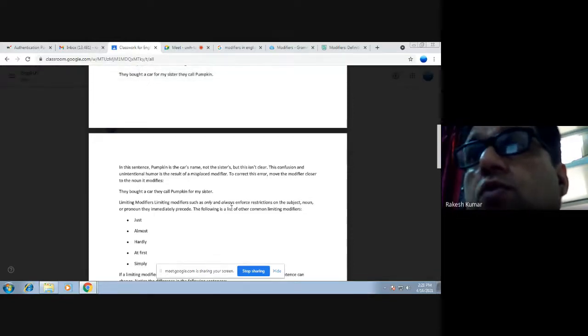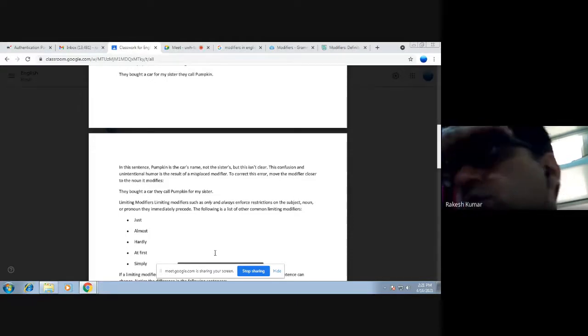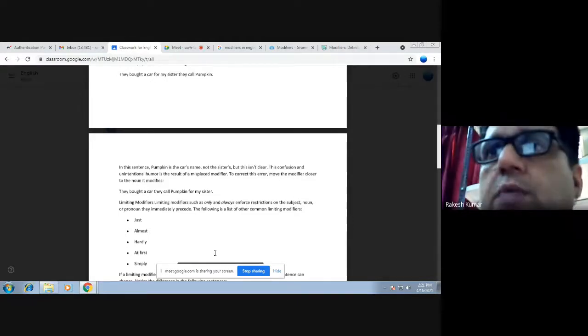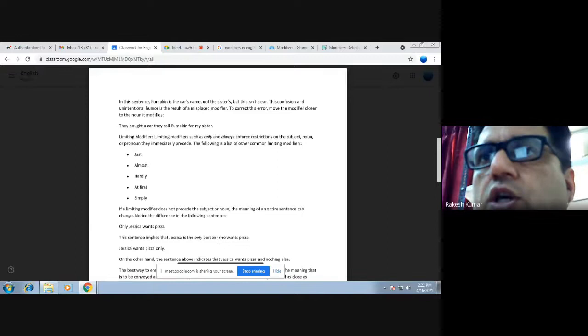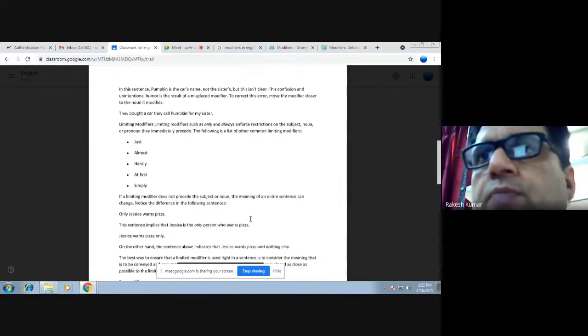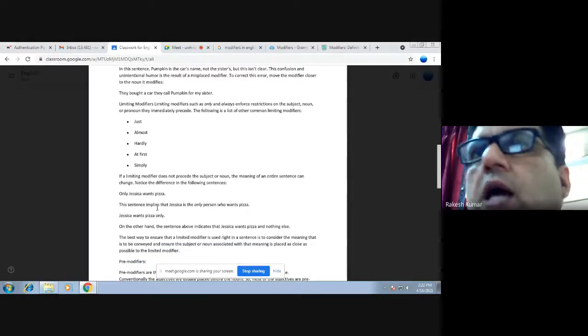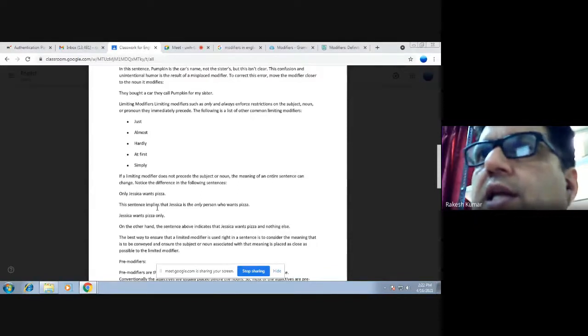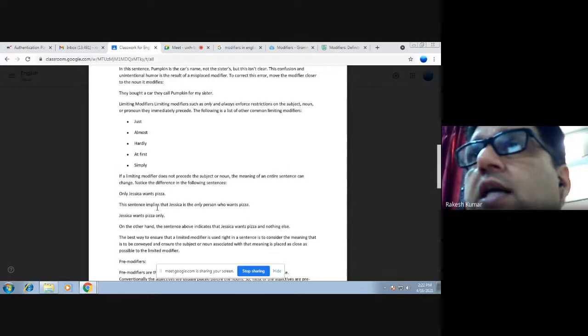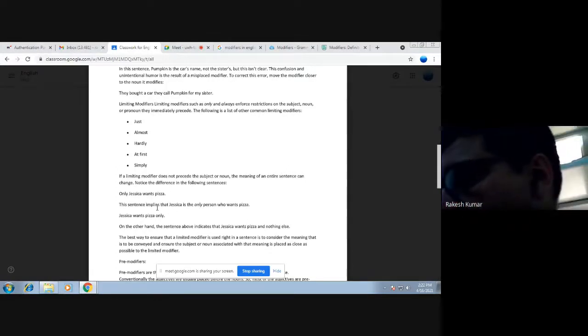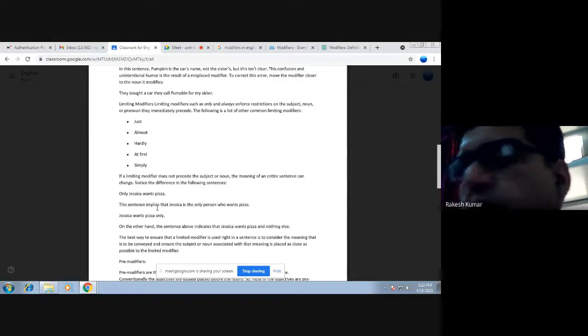Limiting modifiers such as only and always enforce restrictions on the subject, noun or pronoun they immediately precede. The list is here: just, almost, hardly, at first, simply. If a limiting modifier does not precede the subject or noun, the meaning of an entire sentence can change. Notice the difference in the following sentence. Only Jessica wants pizza. Now they have given some words for you to understand, like just, almost, hardly, at first, simply. They said how these can help in modifying the sentence or make it easier to understand.